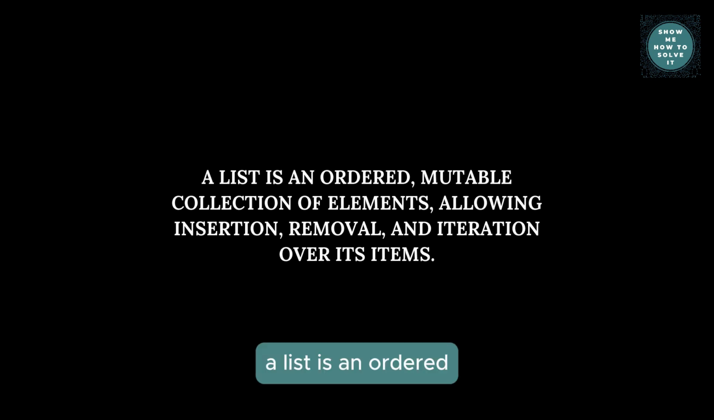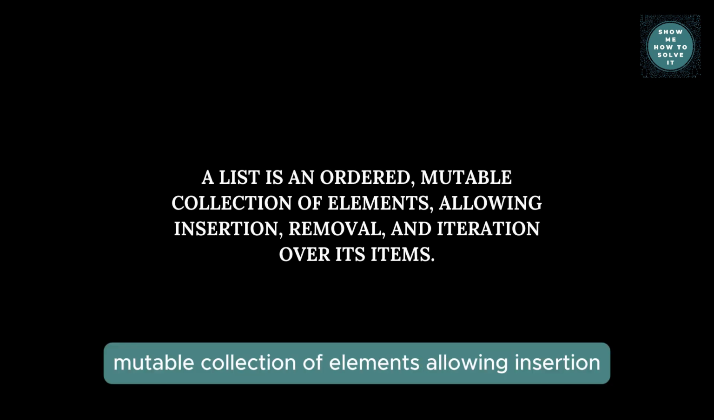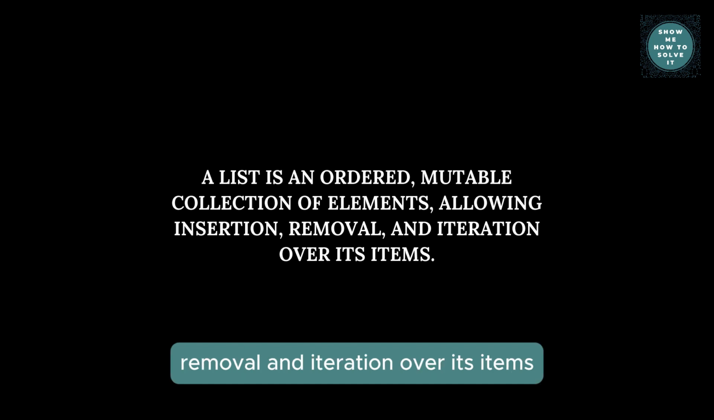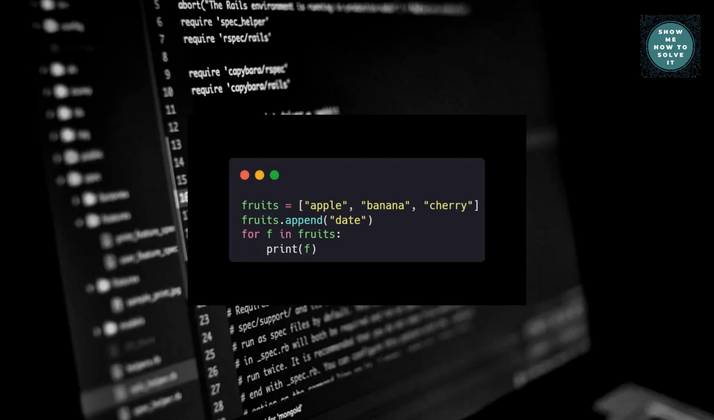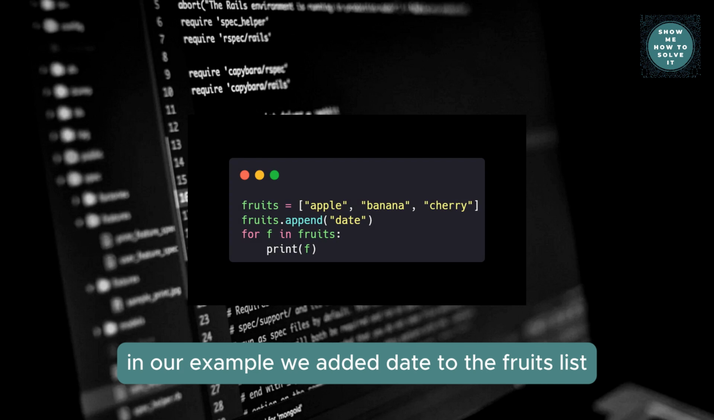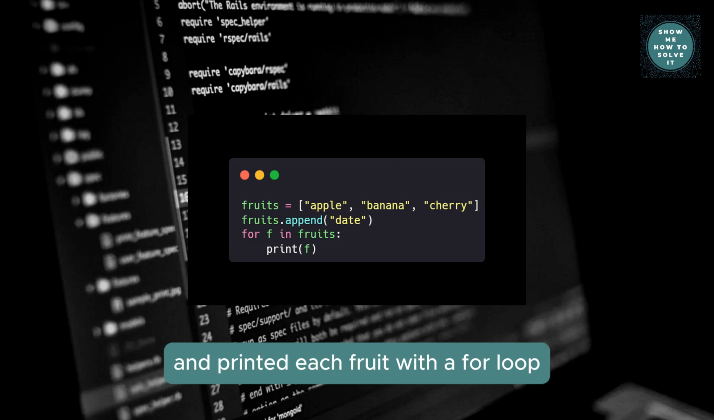A list is an ordered, mutable collection of elements allowing insertion, removal, and iteration over its items. In our example, we added date to the fruits list and printed each fruit with a for loop.